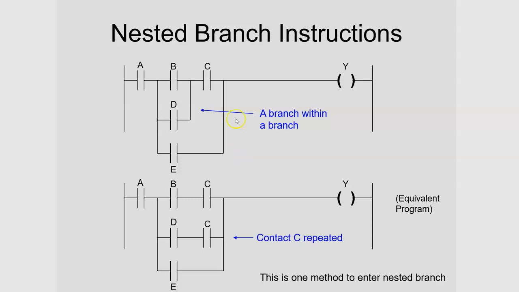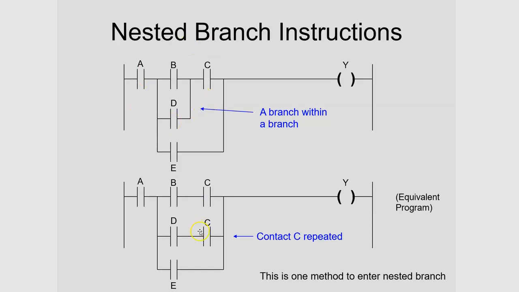And so a branch within the branch is called a nested branch. In some PLCs you can actually do this, but in some you can't. In the simulation software that you'll use, you cannot do this. So what if this is necessary? Well, this is an equivalent logic. This has the equivalent logic as the one above. So given this, you can implement this in any PLC like this.